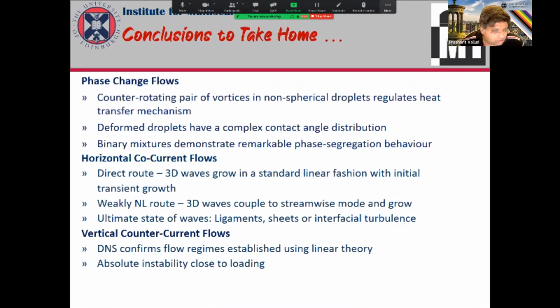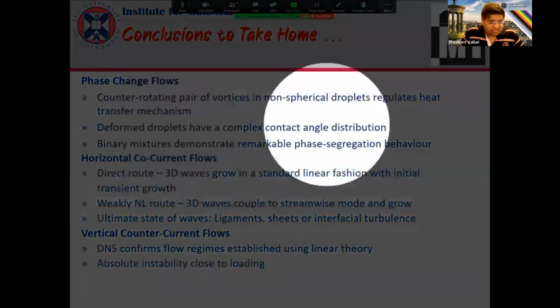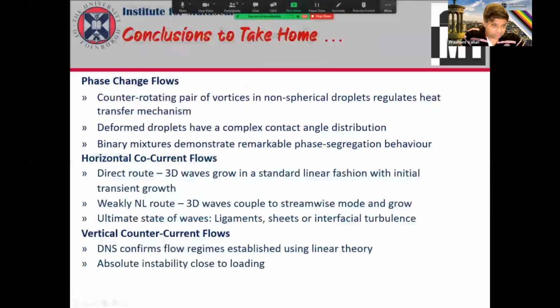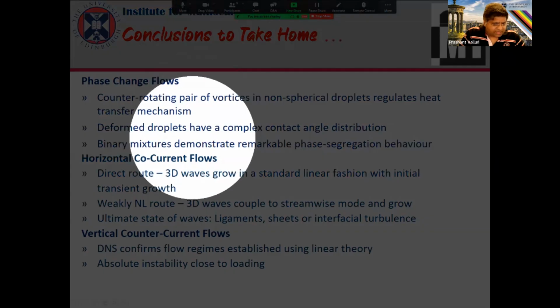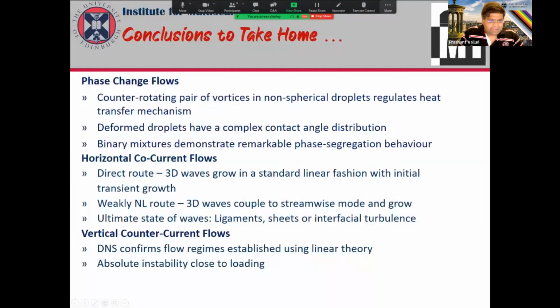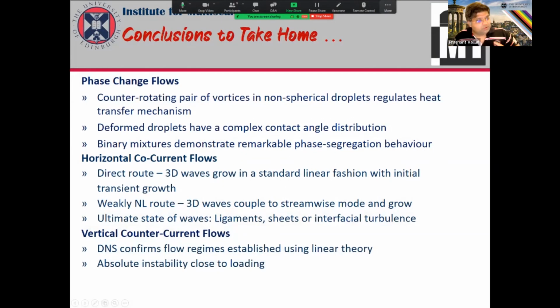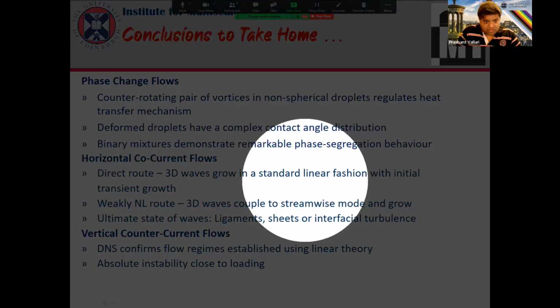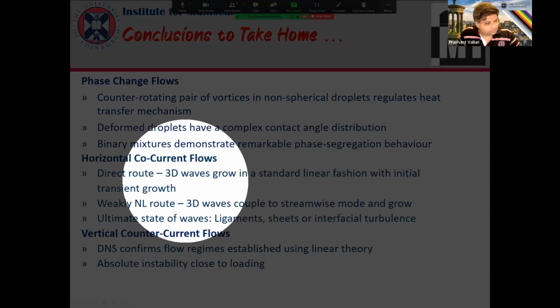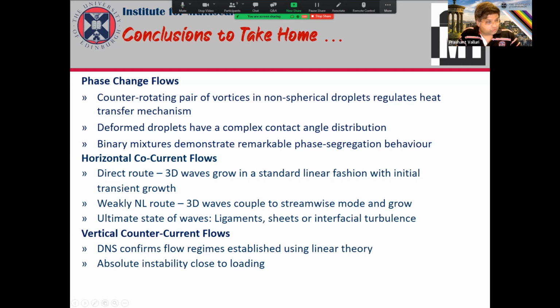Okay, so just to conclude, we have looked at phase change flows and non-phase change flows as well. In phase change flows, you can get azimuthal instabilities in non-spherical droplets and even spherical droplets. You can have a complex contact angle distribution all through the droplet. If you have binary mixtures, they demonstrate remarkably different behaviors. You can have phase aggregation, and spreading and non-spreading as well. In non-phase change flows, you can have three-dimensional waves that develop due to transient growth.